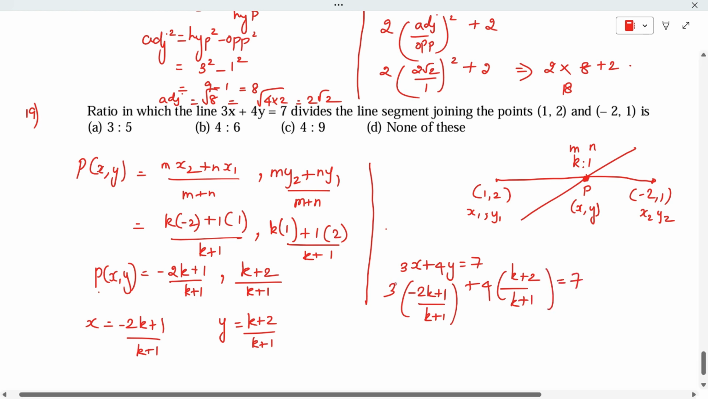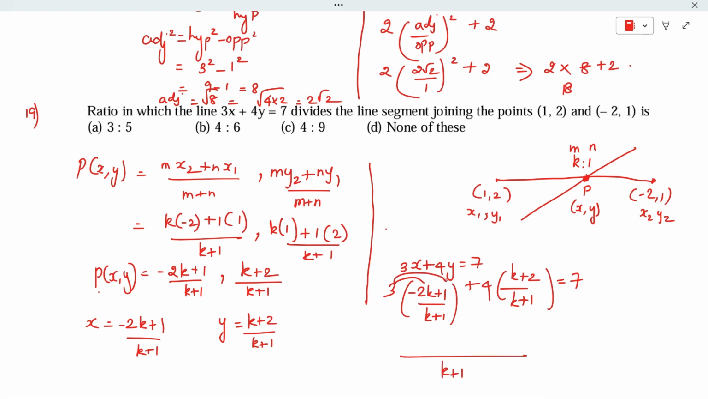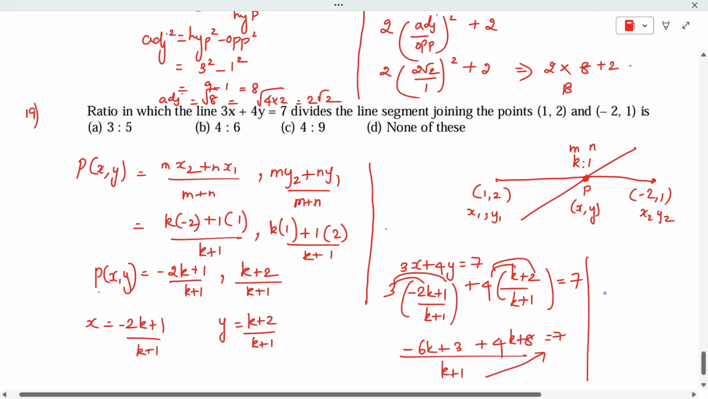Okay. Now take LCM. LCM is k plus 1. Use distributive property to evaluate the bracket. So you will get minus 6k plus 3 plus 4k plus 8, isn't it? Equal to 7. Now I am transposing k plus 1 to the other side and simplify the numerator. So you will get minus 2k plus 11 is equal to 7 times k plus 1.